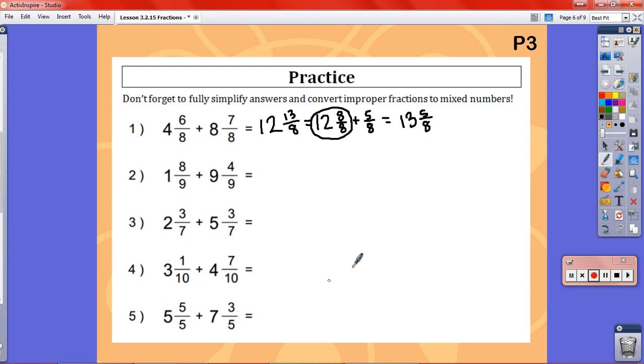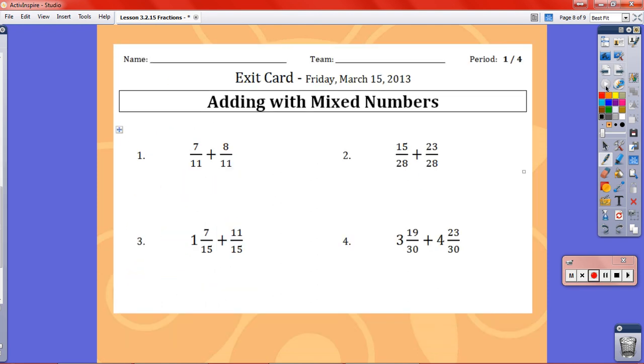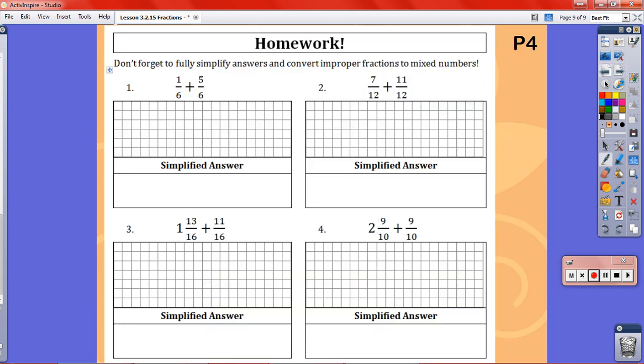And there's 10 practice problems. Then there's this exit card. And the homework on the back.